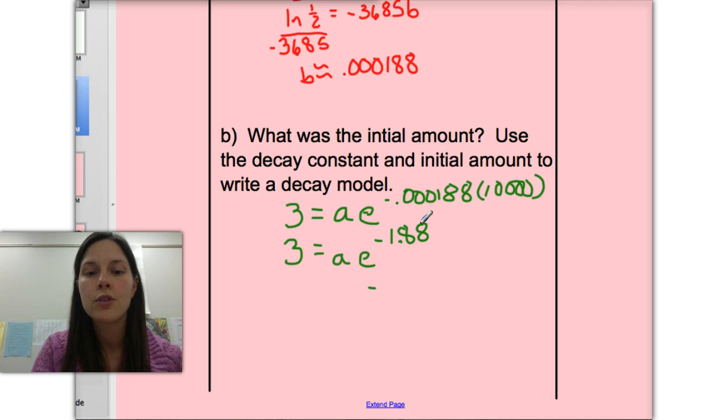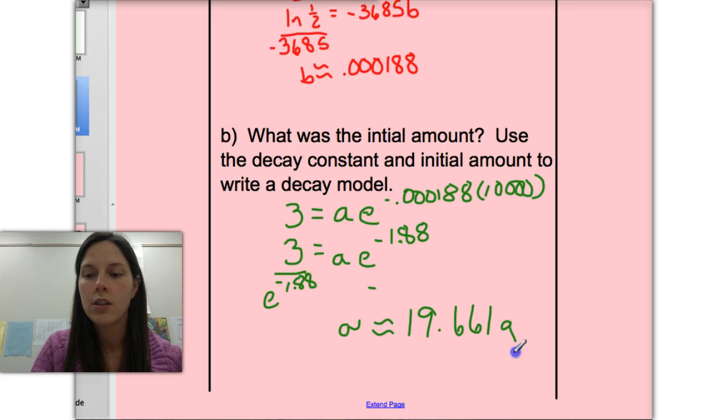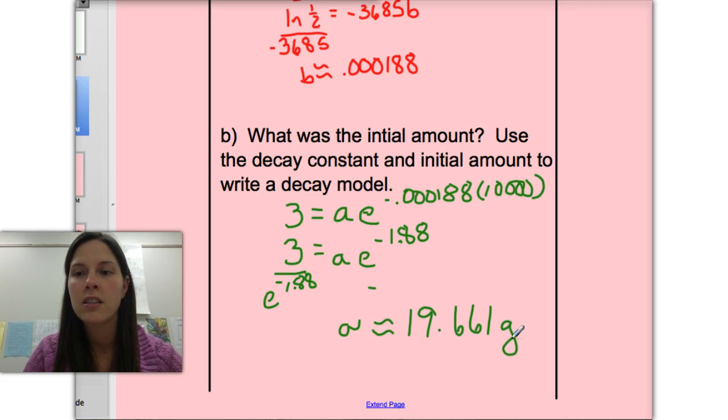And it's a little bit easier to divide by e to the negative 1.88 to get our initial amount. And I got our initial amount is approximately, rounding to 3 decimal places, 19.661 grams, because we always label our answer. And finally, we're asked to use that information.